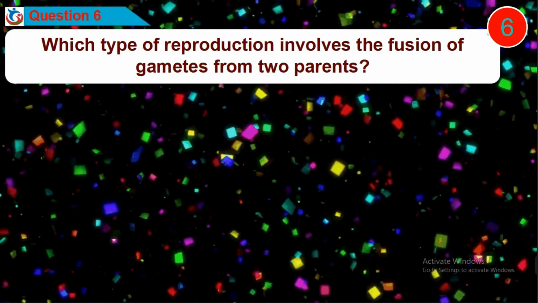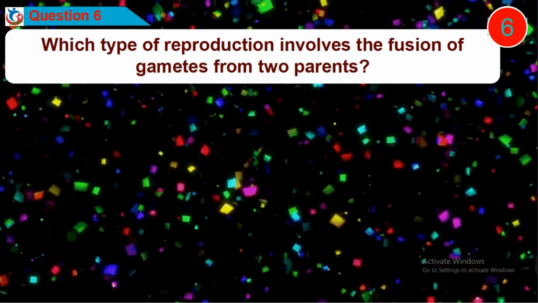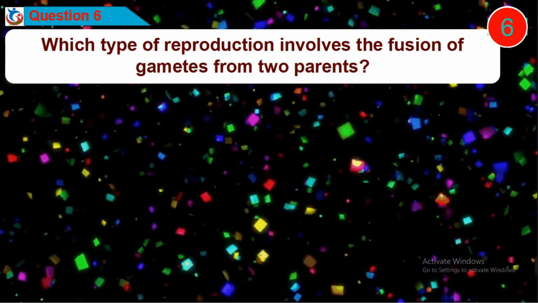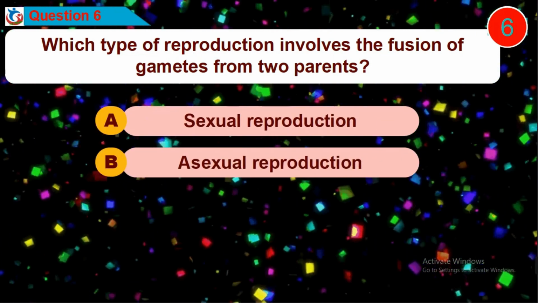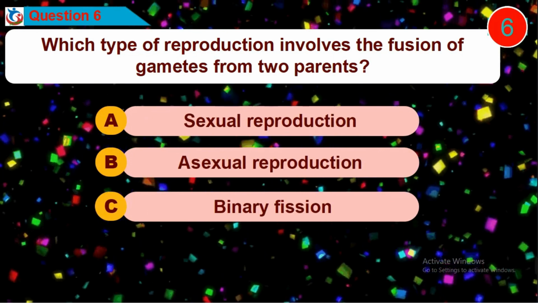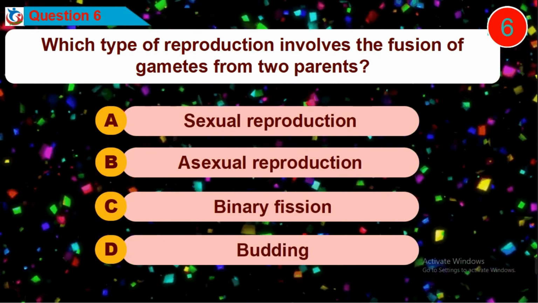Question 6. Which type of reproduction involves the fusion of gametes from two parents? Is it option A, B, C, or D?